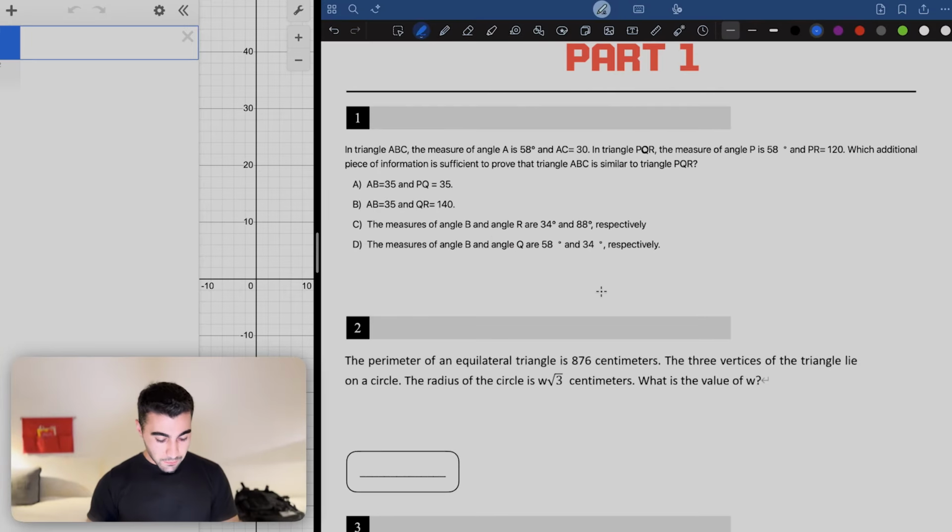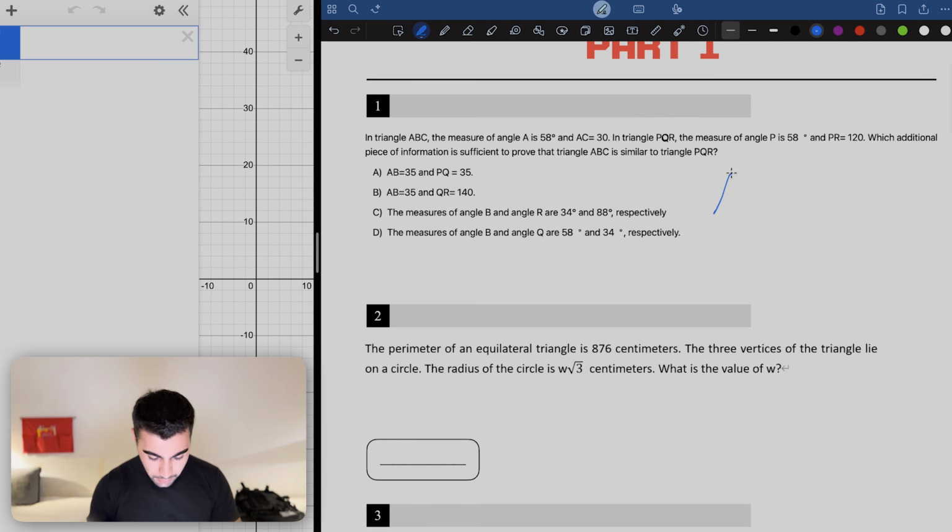And now without wasting time, let's do question number 1. All right, so in the first question we have a triangle ABC. The measure of angle A is 58 degrees. So we have a triangle here. I'm going to draw the triangle ABC. The measure of angle A is 58 and AC is 30. So here is 30. Triangle PQR, the measure of angle P is 58.